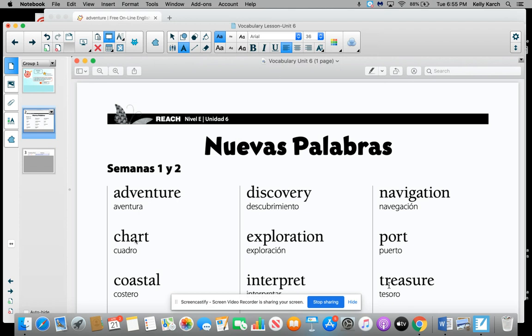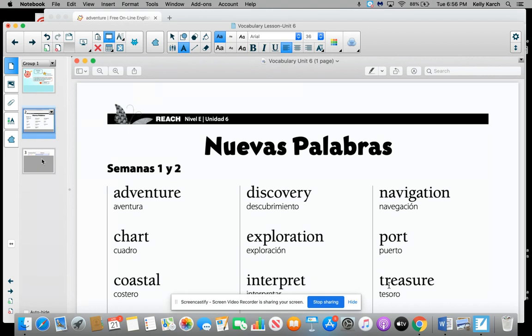The second word is chart, cuadro. And I like this word because in Spanish, we use the word tabla. También se dice tabla en ese cuadro. And this is a word that we often use in math. So a lot of us understand this word in the context of mathematics in our math lessons, but this might be a new to us word when it's related to our social studies content.